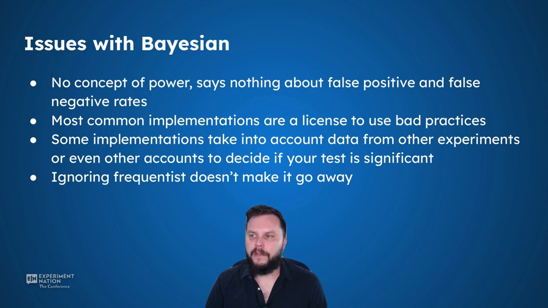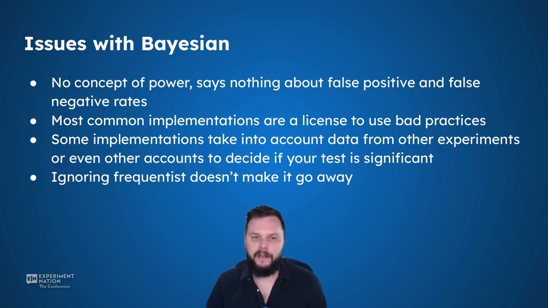With a sort of incomplete application of Bayesian, you're not using any of this prior information, and it basically becomes the same thing effectively as frequentist, but for some reason the interpretation is allowed to be different. There are implementations out there that do take into account prior data, and a couple of examples would be Google Optimize or Optimizely, one of the best known testing tool providers.